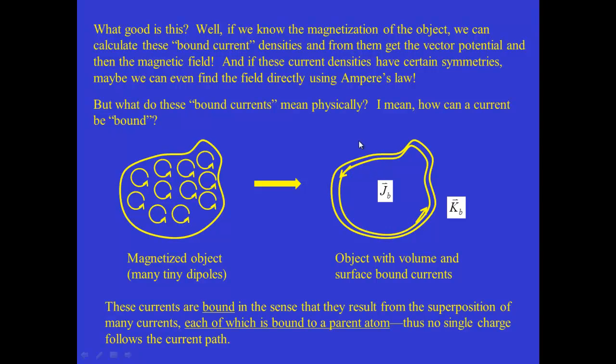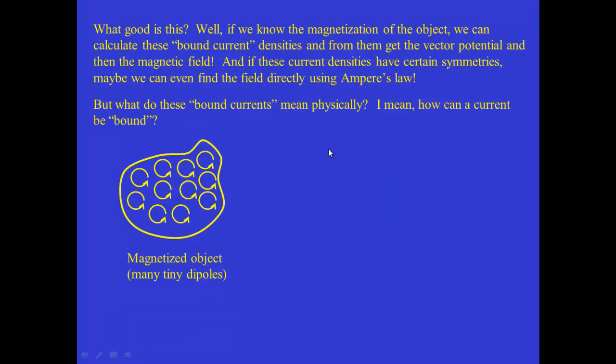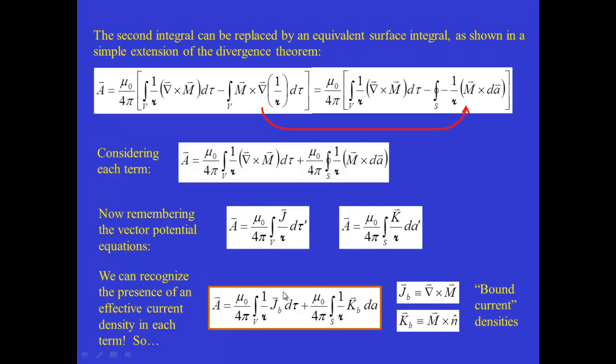Clearly now we need some examples. We need to go back to the expression here for A. We need to show, if we know the magnetization, how to calculate J_B and K_B, and then if they have the right kind of symmetry, how to use Ampere's law to find the field. And that's what we will do next class period.